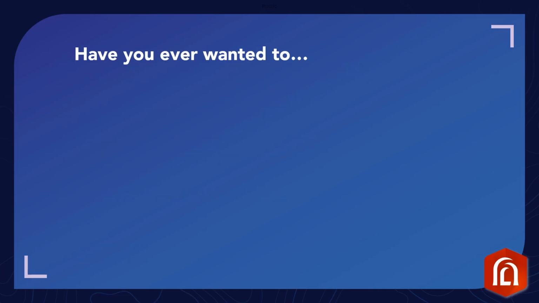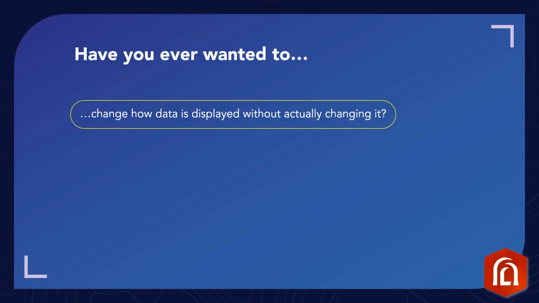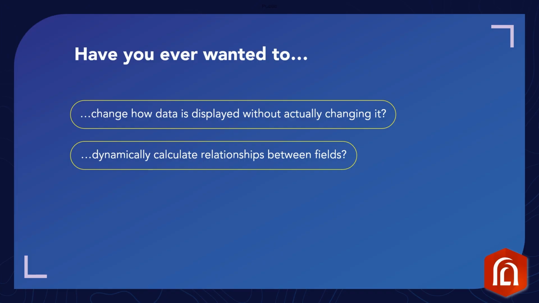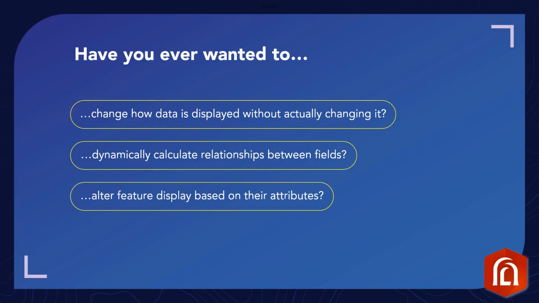I wanted to start by asking, have you ever wanted to change how your data is displayed without actually changing the underlying data set? Whether that's improving text formatting or calculating new values from existing fields. Or have you ever needed to dynamically calculate relationships between fields in a dataset, or even across multiple datasets? Or have you ever wanted to change how a feature is displayed based on individual attributes or values? Well, these are the exact types of scenarios where a small, well-placed Arcade expression can make a significant difference, enabling more dynamic, informative, and effective maps and apps.